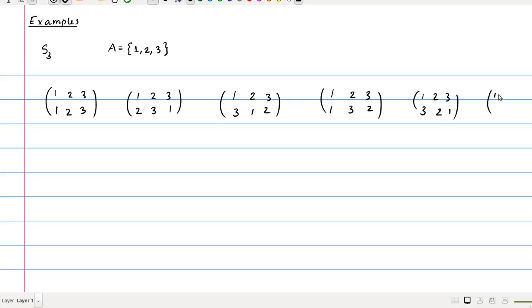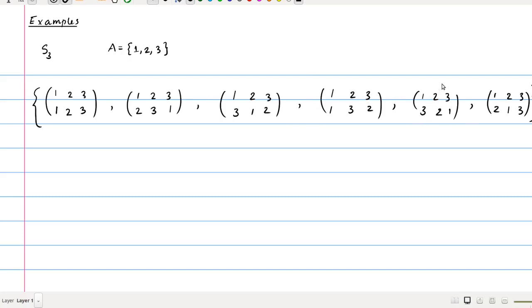Finally the last one is (1 2 3 / 2 1 3). So these are the 6 permutations, or 6 one-one onto functions from A onto itself. So this forms a group called S3. These are the elements of S3 along with the binary operation, permutation multiplication or composition.